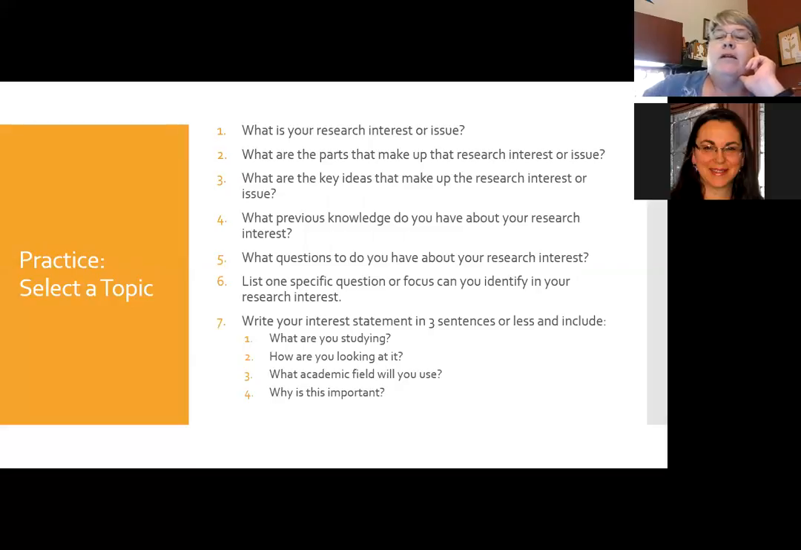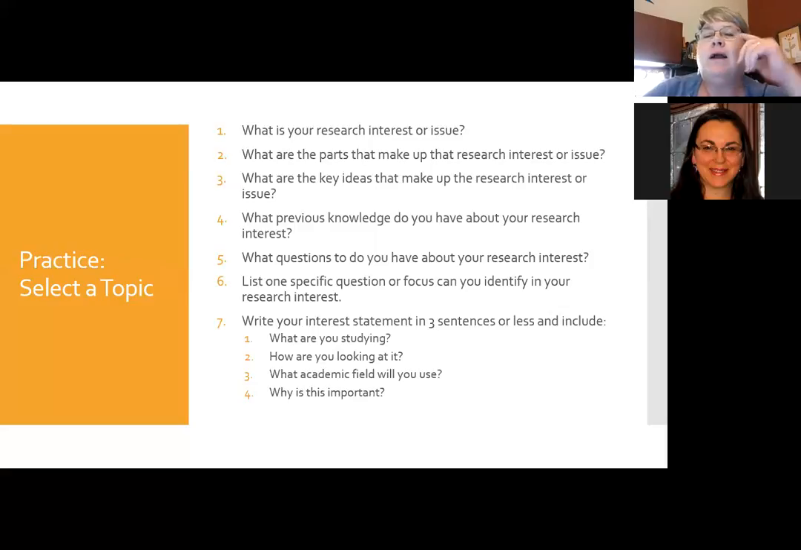So one way to practice, and when I'm done presenting this, there is a library guide, a research guide on our website, that has information about this. The recording for this will be there, plus the PowerPoint. And so these different practice things, but some of the steps that you can take when you're selecting a topic is to first write down what is your research interest or issue. What broadly are you interested in?